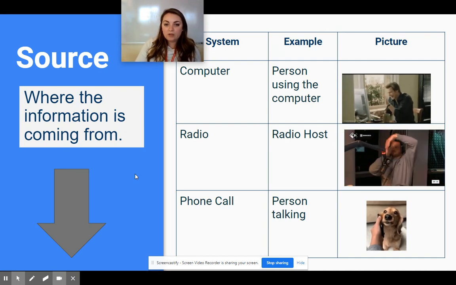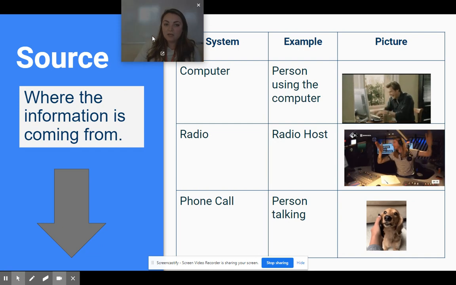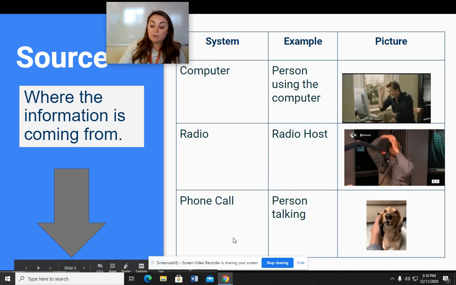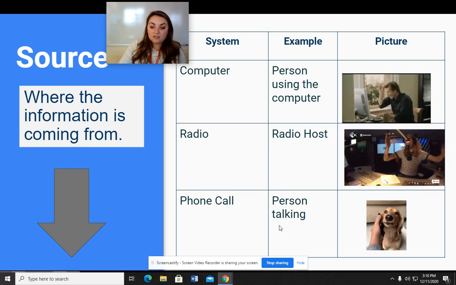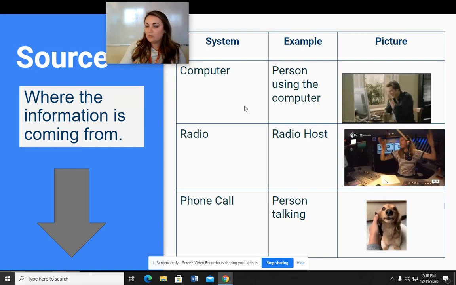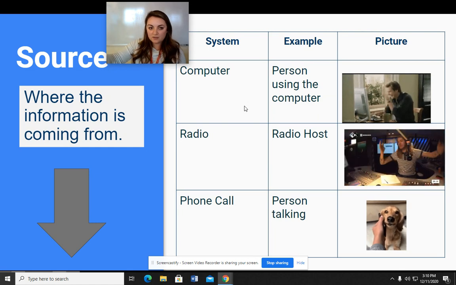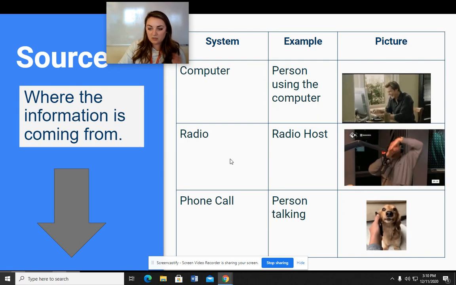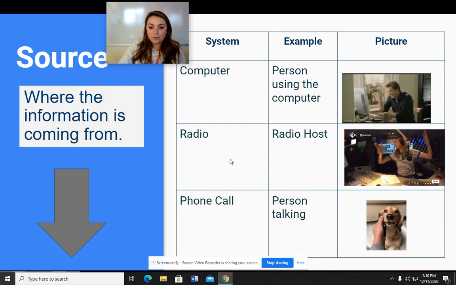For example, we have our 3 systems. So in a computer, it's the person using the computer. On a radio, it's the radio host that's actually speaking into the microphone or playing music. And in a phone call, it's the person that's talking. So the source is usually the person that is trying to send the message, because they have the information or the idea or whatever they want to do, and they have to get that message across whatever communication system they are using. So you can pause, type this in, and then drag and drop all your GIFs and pictures into the boxes below.